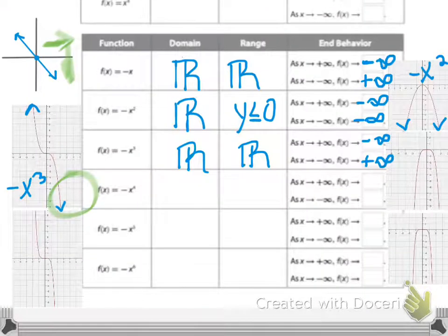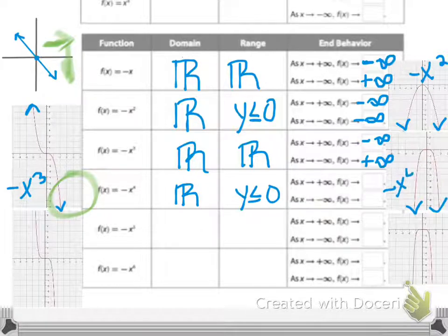So now looking at the one that has the negative coefficient out in front, so the reflection over the x-axis, we'd still have all real numbers. We would now have y is less than or equal to 0, because again, this graph right here, which is negative x to the fourth power, is going to behave just like x squared. And that's because it's an even exponent, right? So both ends now are going towards negative infinity.